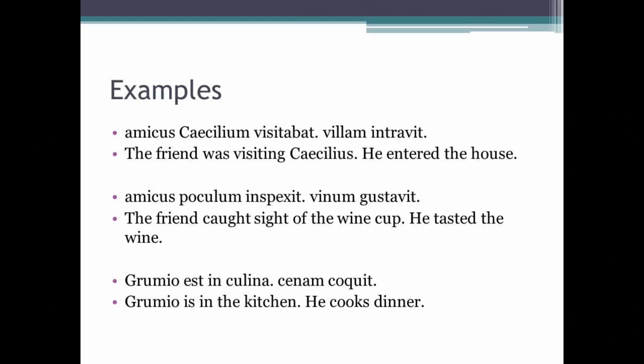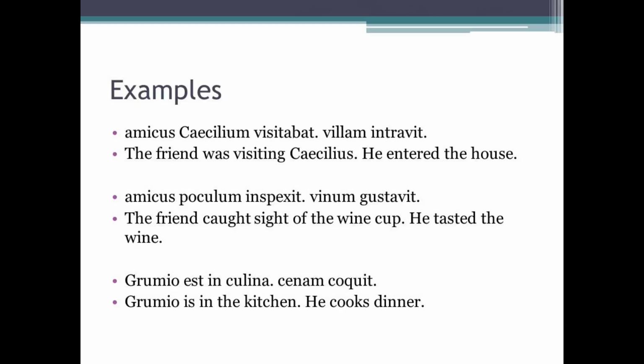Finally, we've covered all of the grammar. Let's move on to some examples. Amicus Caecilium visitabat, villam intravit. This means the friend was visiting Caecilius. He entered the house.